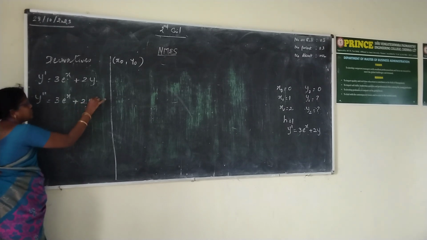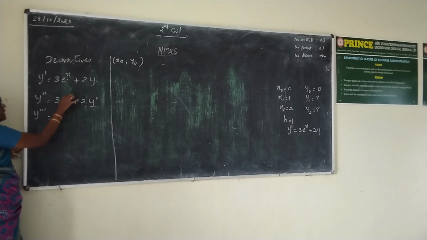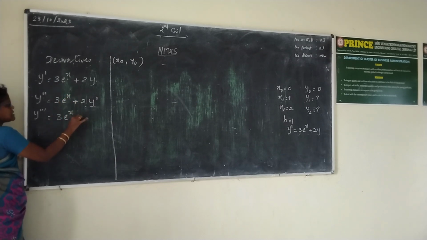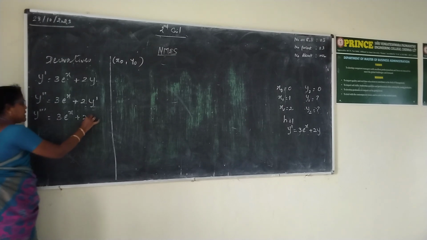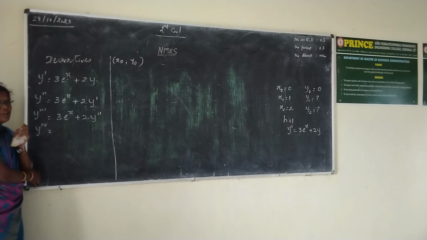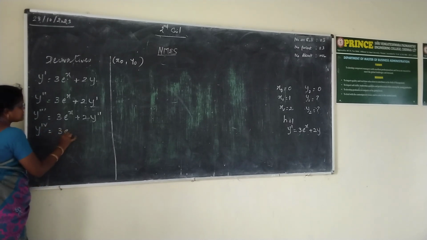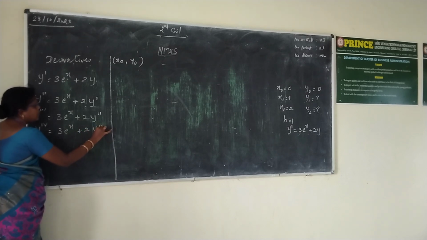So y dash. Differentiate one more time. y triple dash will give you y double dash plus 2... 3 into again e power x will give you e power x. Plus 2 into differential of y dash, y double dash. Fourth derivative, 3 into e power x plus 2 into y triple dash.